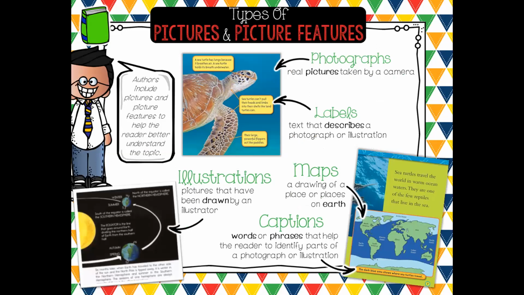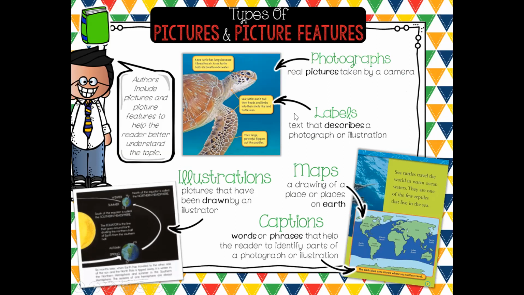Now these ones you've probably seen before, and I'm sure you know the name of them. These are pictures and picture features. These are another type of text feature. So this is a photograph. All of you should know what a photograph is. It's real pictures taken by a camera, right? A real picture. Labels are super, super, super important. This label describes a photograph or illustration.